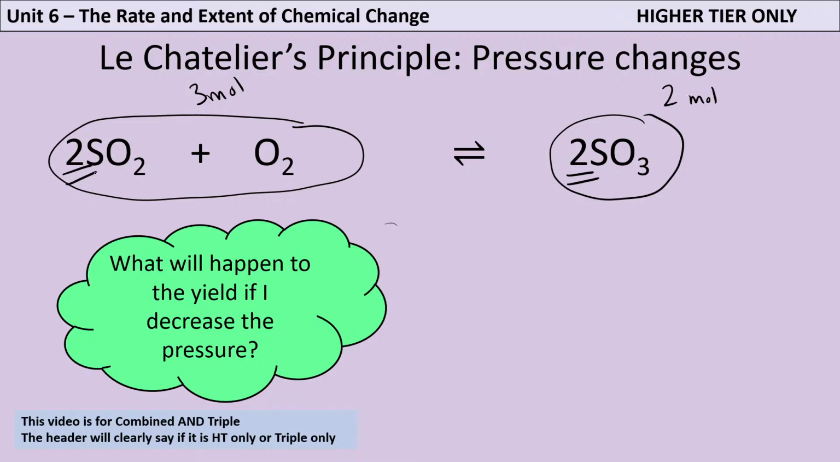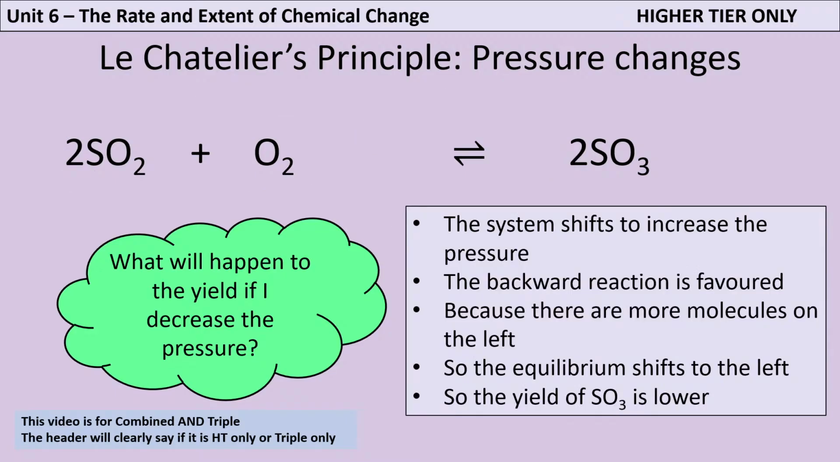They're important. And I should say pressure is only going to affect the position of equilibrium if we've got gases, because if we've got solids, they're just going to sit there, they're not colliding with anything. So first thing, if I decrease the pressure, Le Chatelier's principle tells me the system will shift to increase the pressure, and we increase the pressure by adding particles, and the reaction that's going to add particles is this reverse one here. So the system shifts to increase the pressure, the backward reaction is favoured, which means it goes faster.